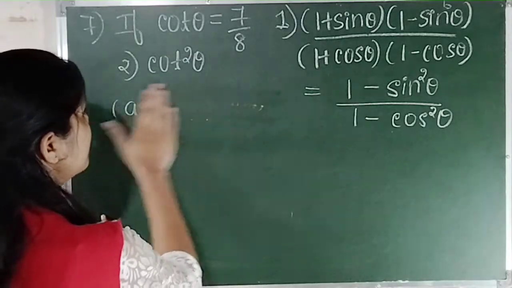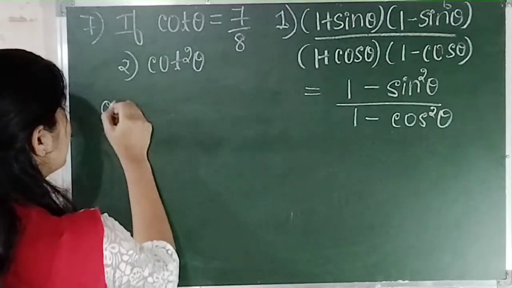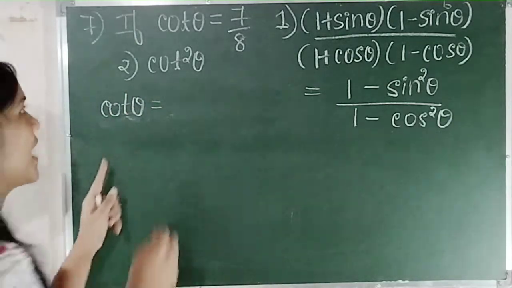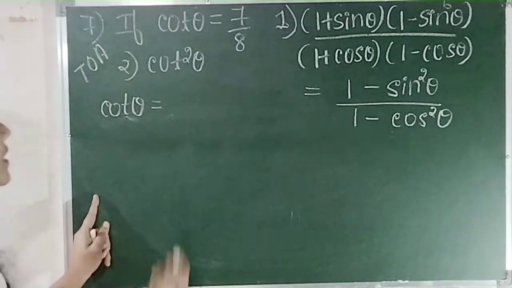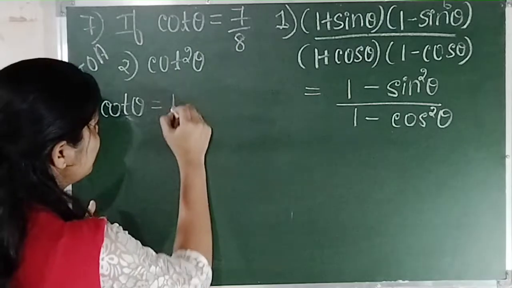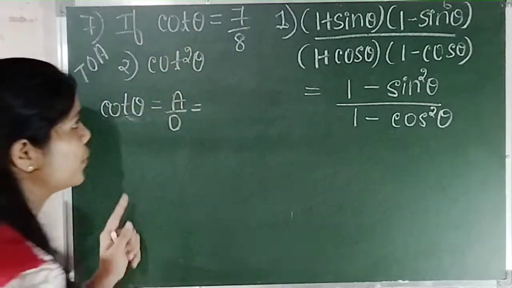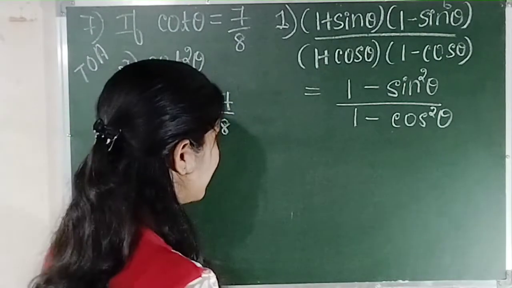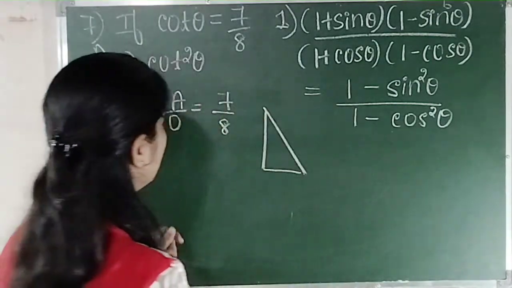Now they have given us the value of cot theta. So cot theta is equal to, we know cot is the reciprocal of tan. Tan is nothing but TOA, opposite by adjacent. Cot is adjacent by opposite. So that is equal to 7 by 8. So first let us draw a right angle triangle ABC.